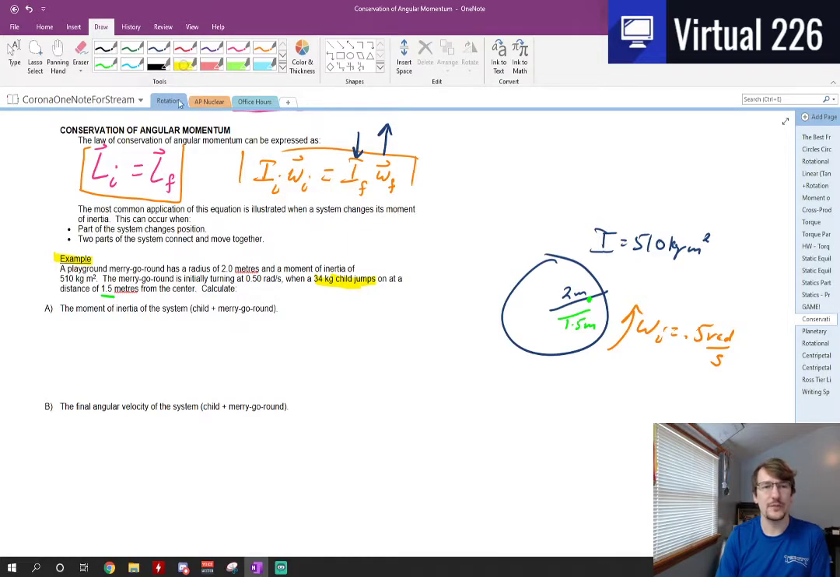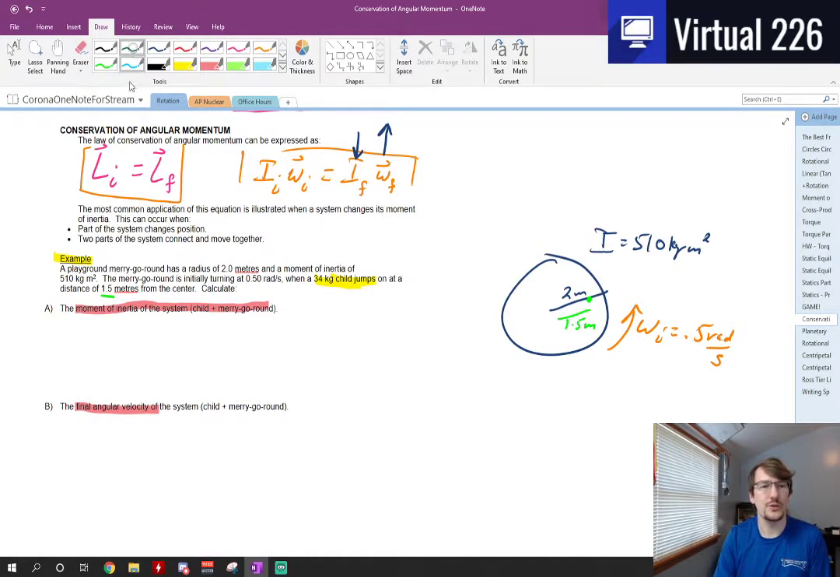What we need to do is initially calculate the new moment of inertia of the child plus the merry-go-round. We've changed not only the mass, but how that mass is distributed on the system when we toss the child on. And because of this, this merry-go-round was initially rotating at 0.5 rads per second. How will it be rotating now that this mass distribution has changed with the child? So what's the final angular velocity of the system?